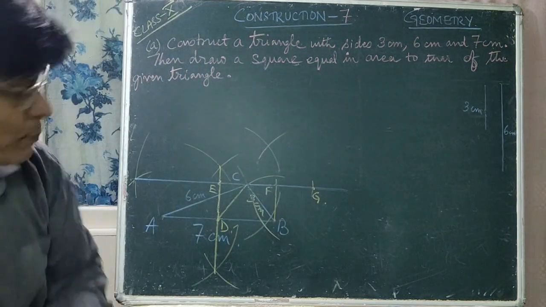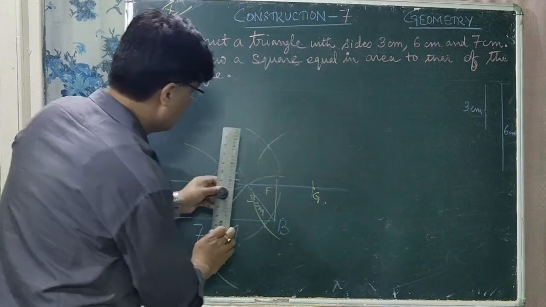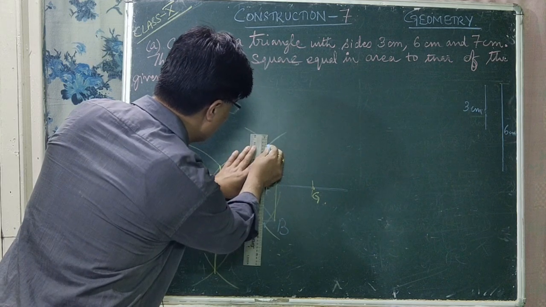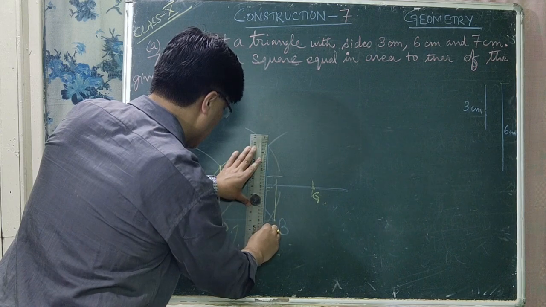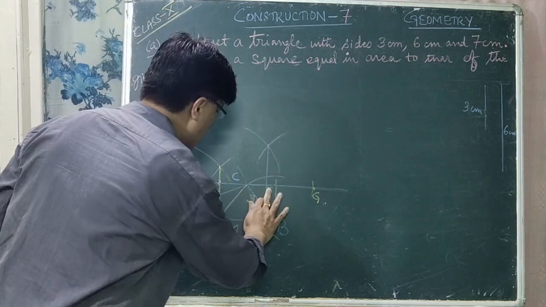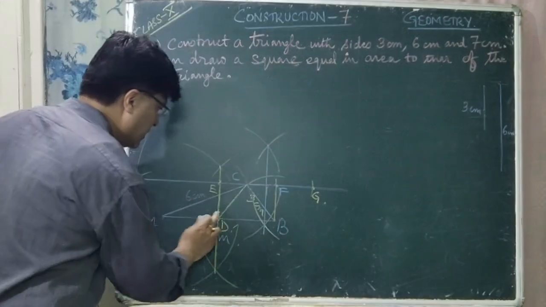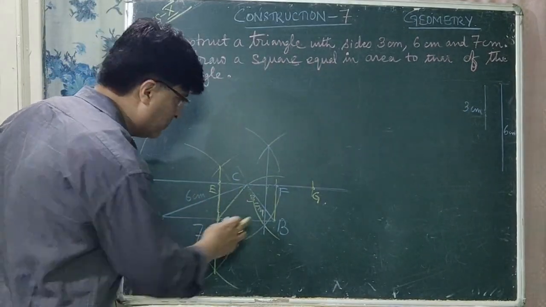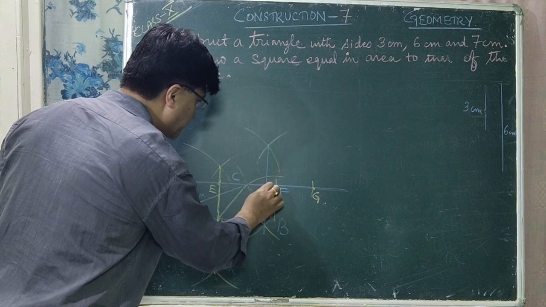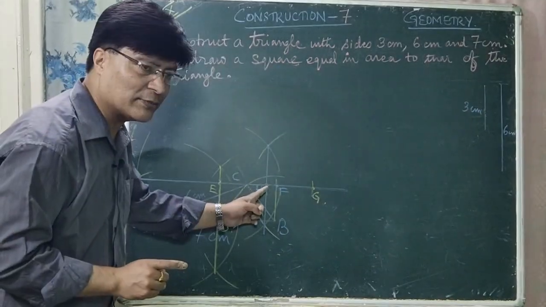Now you have to join these 2 points. So these 2 points are joined here. Okay? So actually this point is F. BDEF was the rectangle, and suppose this point is H. That is, H is the center of the semicircle.